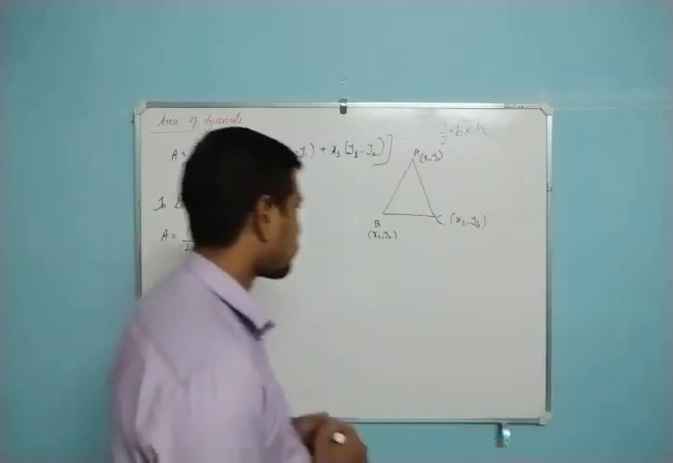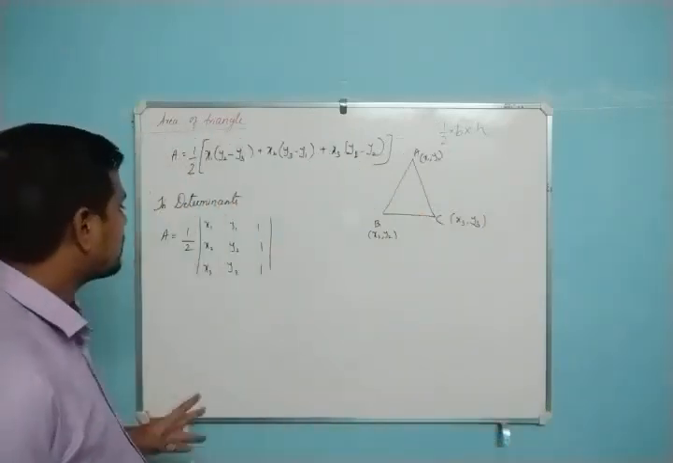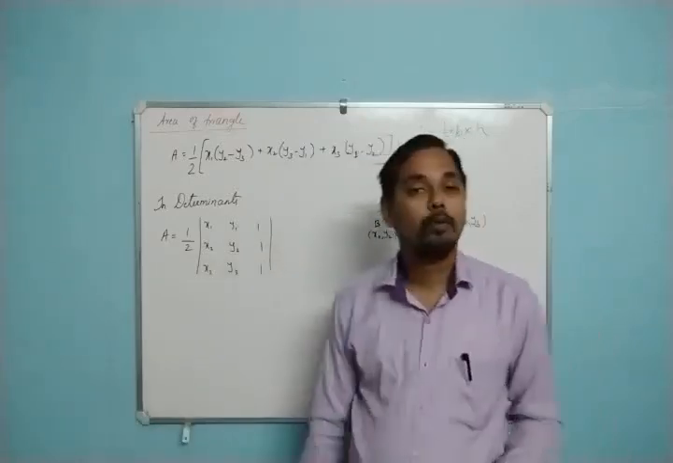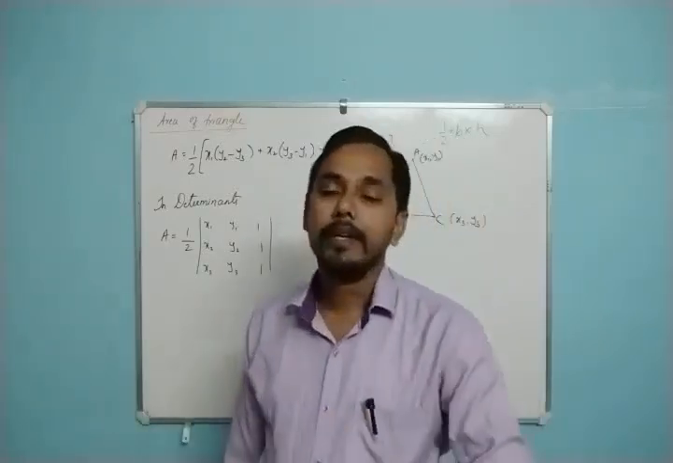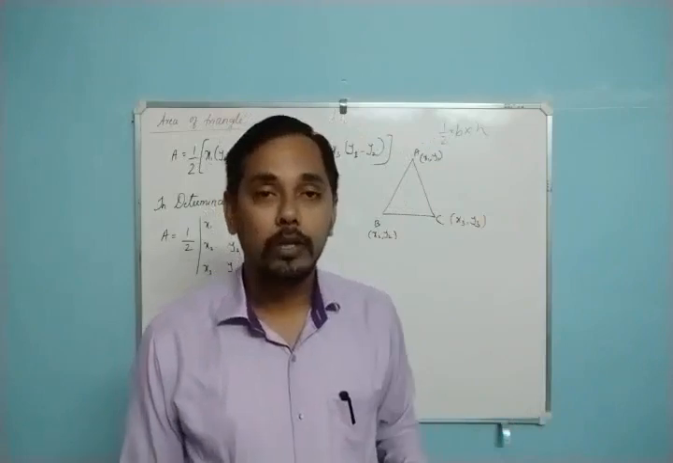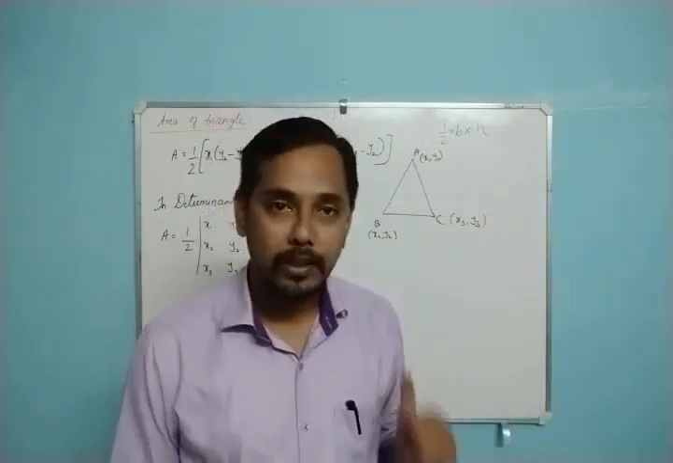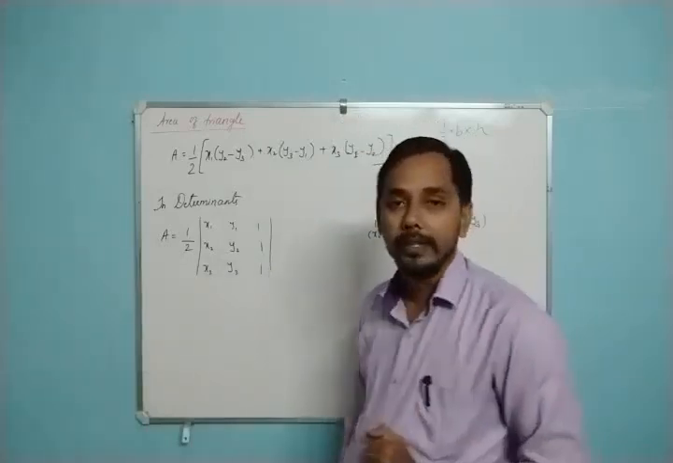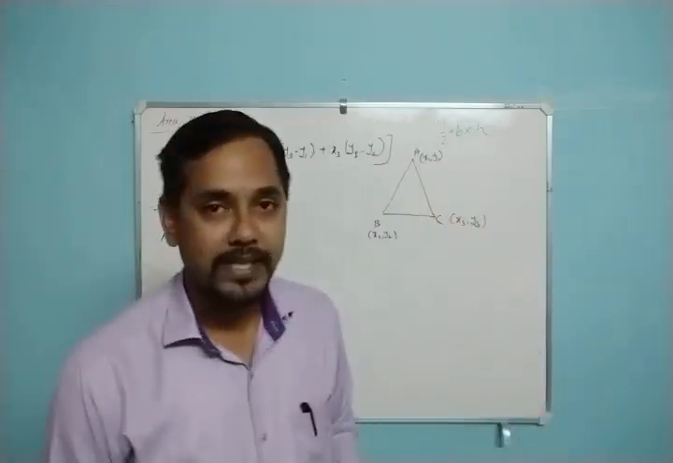Directly you can substitute here, and there is a 3 cross 3 determinant. You know how to calculate its value. There is no need to explain once again the method of calculating the value of this determinant. Already you know how to do it. So let's proceed with some examples.